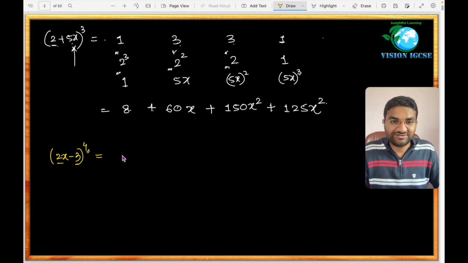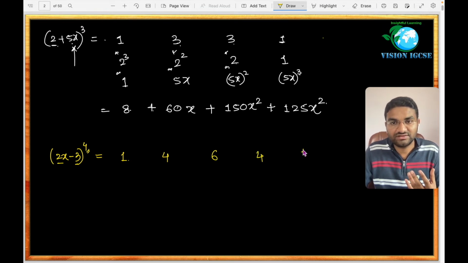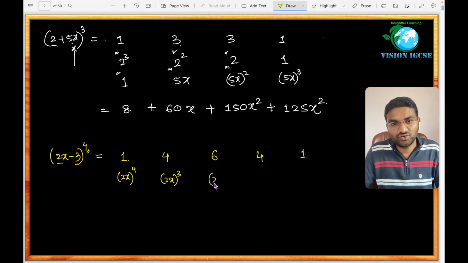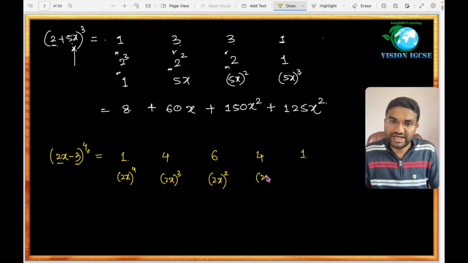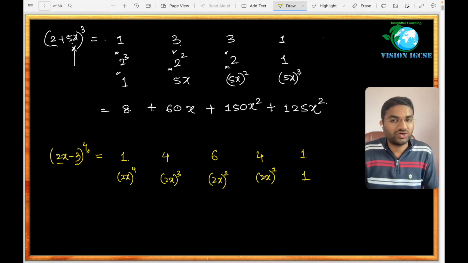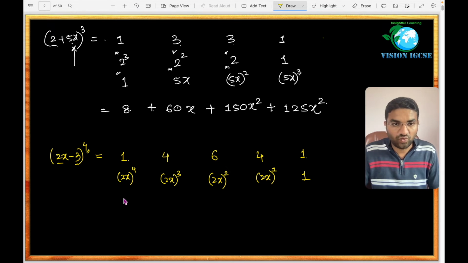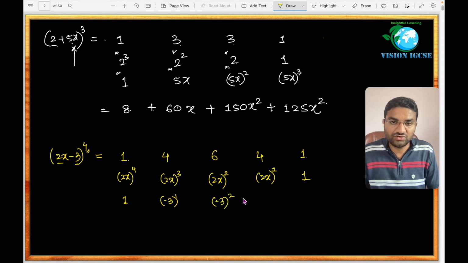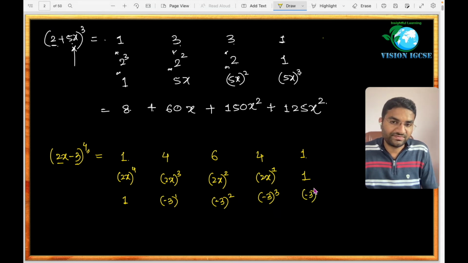So we'll first write down its coefficients. The coefficients are 1, 4, 6, 4 and 1. Getting it? Next, the first term is 2x raised to 4, then 2x raised to 3, 2x raised to 2, 2x raised to 1, and here 1. Then next 1, then negative 3 raised to 1, negative 3 raised to 2, negative 3 raised to 3, and negative 3 raised to 4.